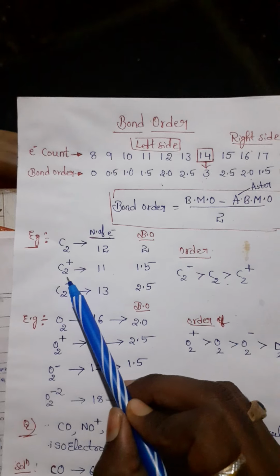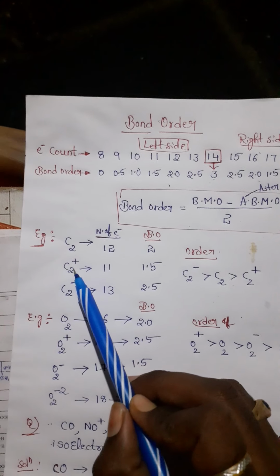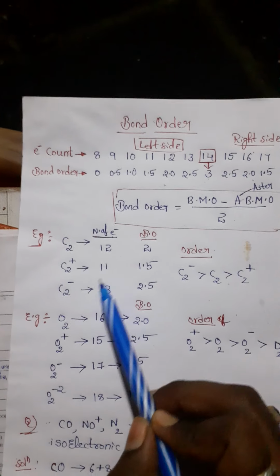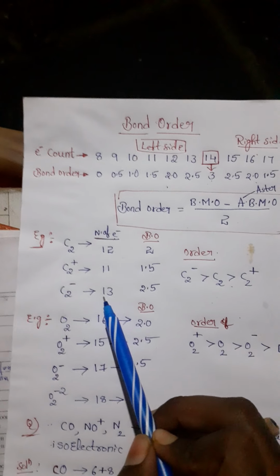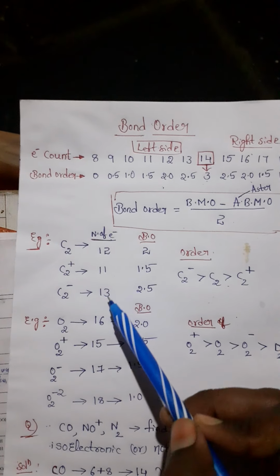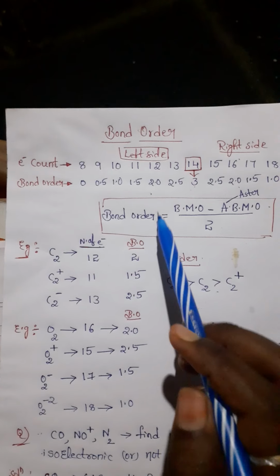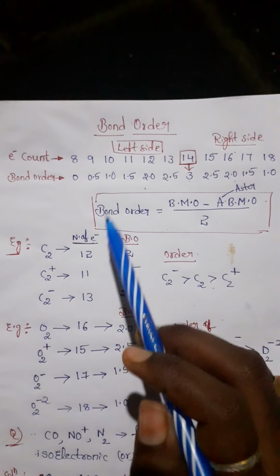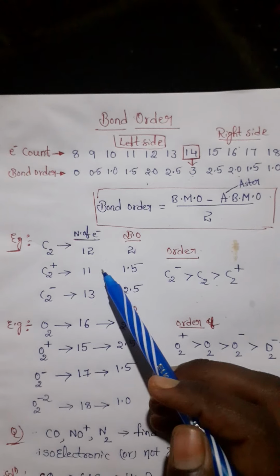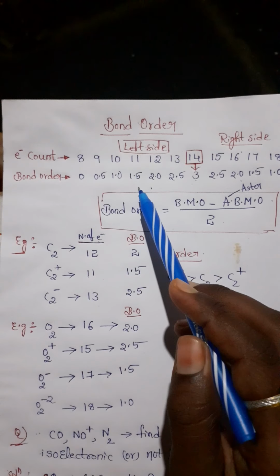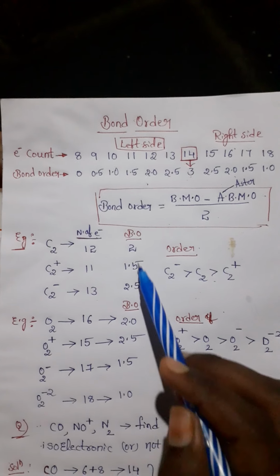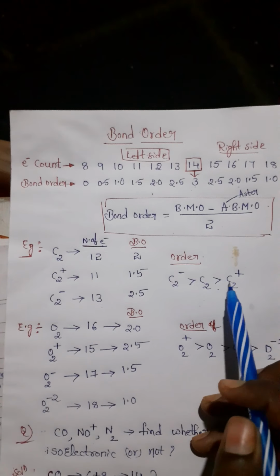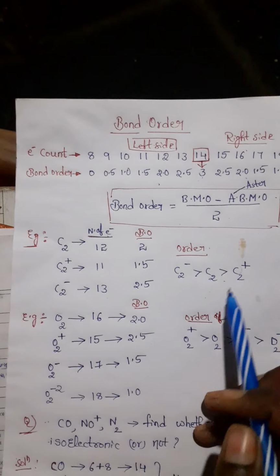Next, C2 plus. We know that in chemistry, if there is a plus charge, we subtract one electron, and if there is a minus charge, we add one electron. So here the electron counts are 12, 11, 13. Just look at the bond order at that particular electron count. For 11 electrons, the bond order is 1.5, and for 13 electrons, it is 2.5. So based on the bond order, we can easily arrange them in order.